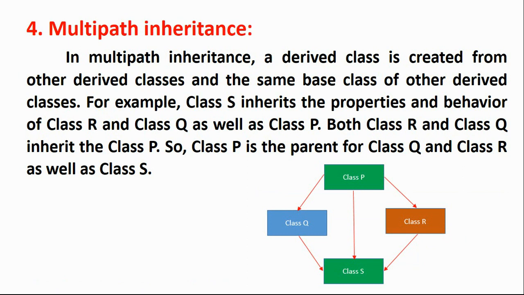4. Multipath inheritance. In multipath inheritance, a derived class is created from other derived classes and the same base class of other derived classes. For example, class S inherits the properties and behavior of class R and class Q as well as class P. Both class R and class Q inherit the class P. So, class P is the parent for class Q and class R as well as class S.